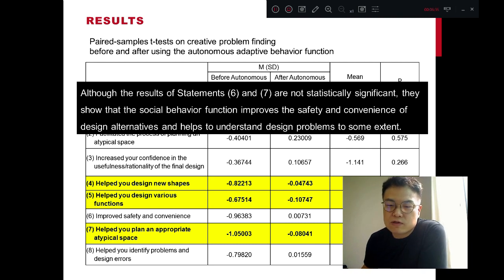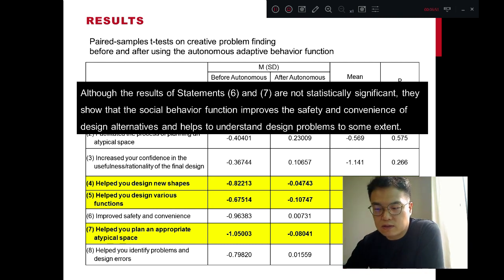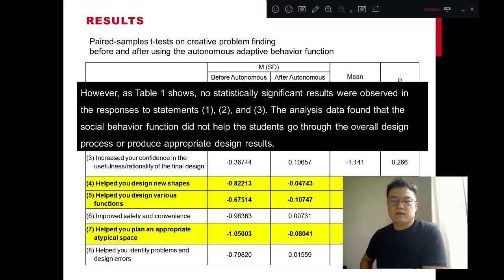Although the results of statements 6 and 7 are not statistically significant, they show the social behavior function improves the safety and convenience of design alternatives and helps to understand the design problem to some extent. However, table 1 shows that no statistically significant results were observed in the responses to statements 1, 2 and 3. The analysis data found that the social behavior function did not help the students in the overall design process or the process of appropriate design results.